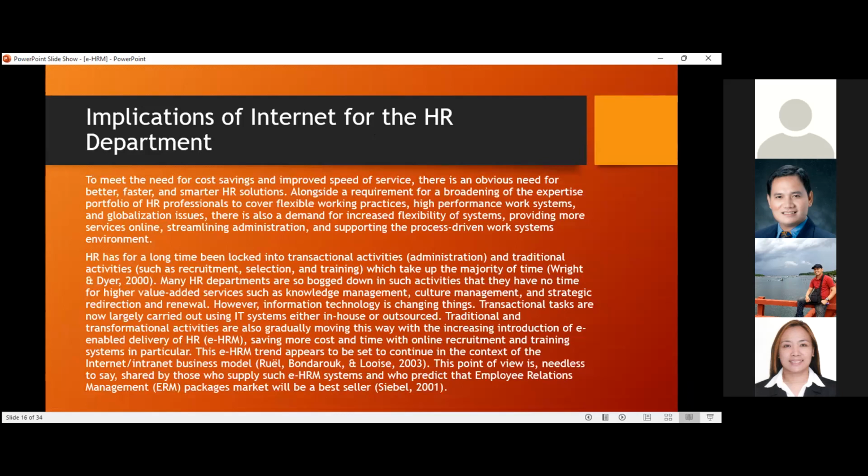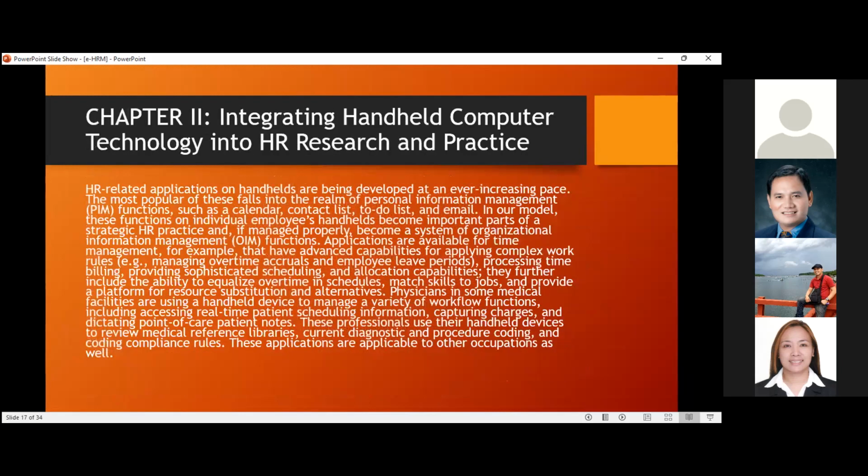This EHRM trend appears to be set to continue in the context of the internet or intranet business model. This point of view is needless to say shared by those who supply such HRM systems and who predict that the employee relations management packages market will be a bestseller.